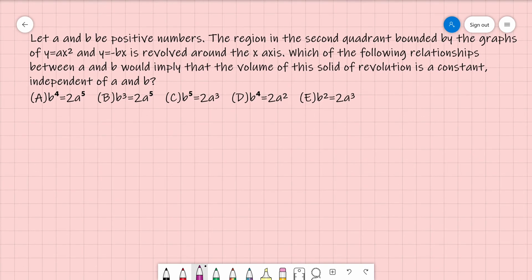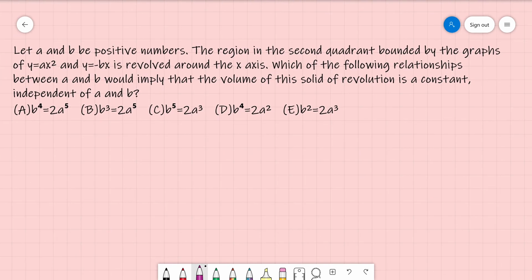So in this problem we're told that we have a region in the second quadrant bounded by two graphs, y equals ax squared and y equals negative bx, and that this region is revolved around the x-axis. So we get a solid of revolution, and then we're asked which values of A and B would make the volume of the solid constant, regardless of what A and B are. Or what relationship between A and B would have to imply that the solid has a constant volume. So this is a pretty complicated problem.